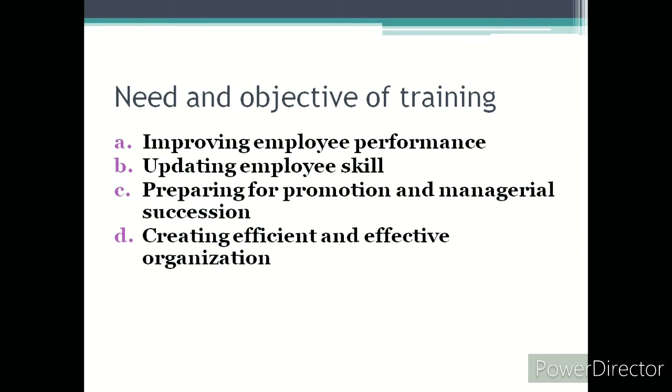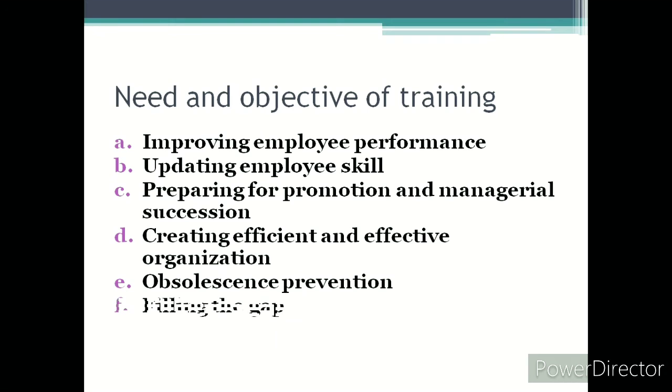And fourth is creating efficient and effective organizations. Creation of a reservoir of skilled employees enables a manager to spend less time supervising them, reducing accidents and improving organizational stability. That is why, for the purpose of creating an efficient and effective organization, training is required. And fifth is obsolescence prevention. It means a training program fosters the initiative and creativity of employees and helps to prevent manpower obsolescence. You may say that in the case of machinery there is depreciation; in the same sense, obsolescence is used for the workers. An obsolete employee is a waste of resources. That is why it is required to give training.